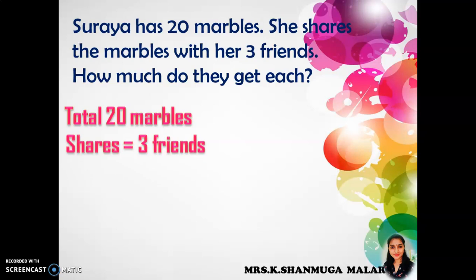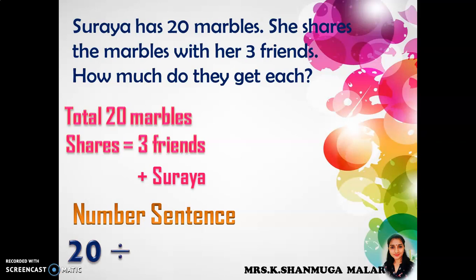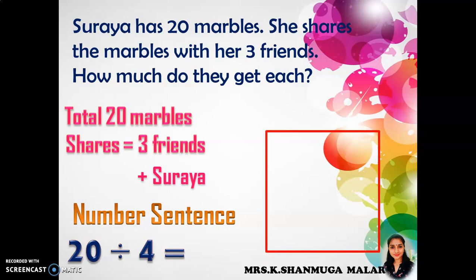But in this question, you must know that when comes shares, it will be including Suraya. She is not distributing, she is not giving, but here she just shares. So we must plus with Suraya. Do you understand, students? 3 friends and Suraya. So how many of them? Yes, 4. So the number sentence will be like this. 20 divided by 4. Let us do the method to find the answer.